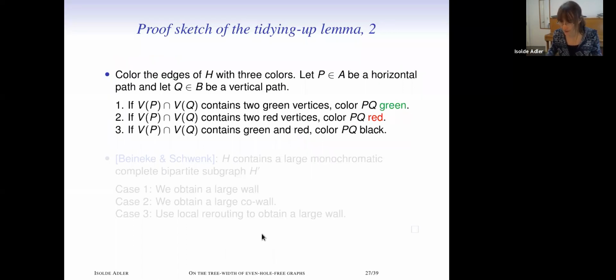This causes a little bit more work, but this is how we deal with this. What we do is we've got that bipartite graph H, complete bipartite graph H, and we color it with three colors.